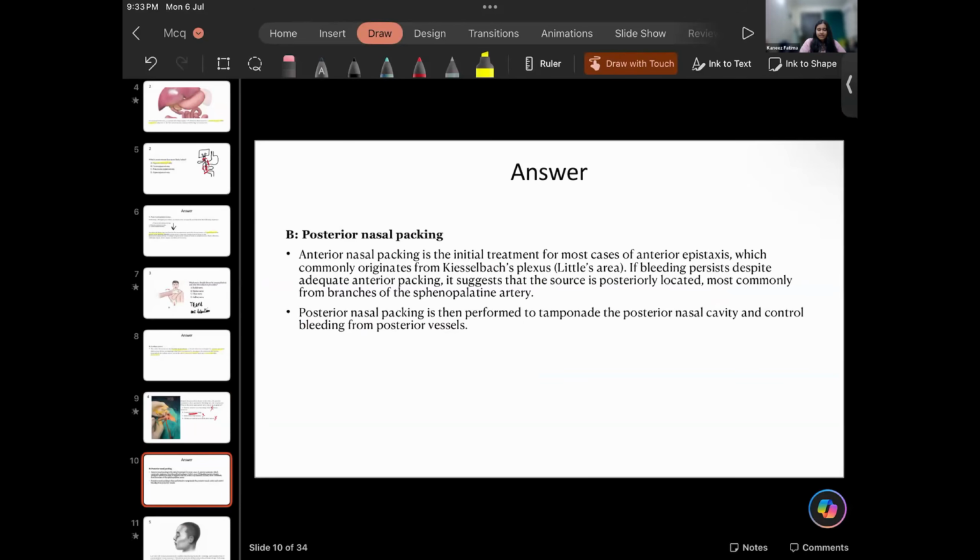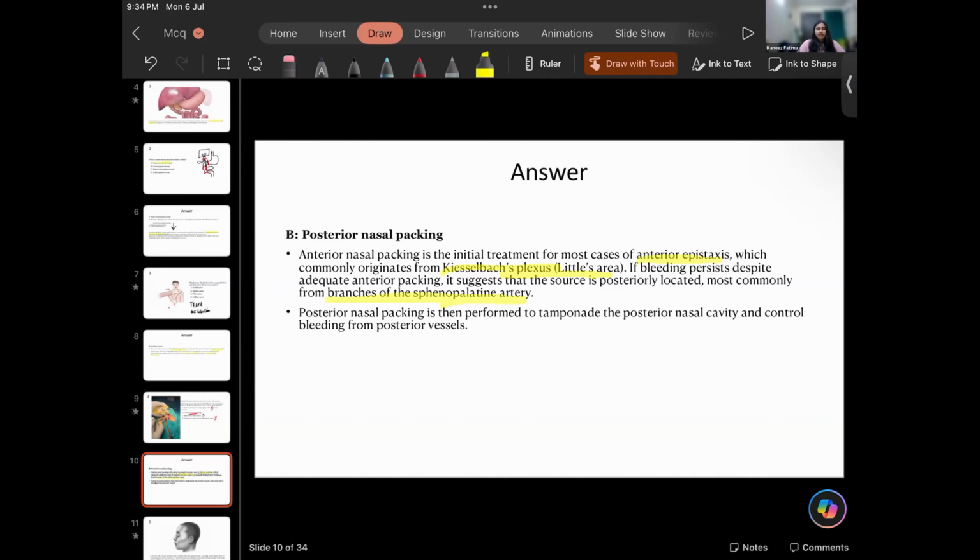The posterior nasal packing is the correct answer. We have arrived at the correct answer. The anterior nasal packing is the initial treatment for most cases of anterior epistaxis, which commonly originates from the Kisselbach plexus, also known as Little's area. If the bleeding persists despite adequate anterior packing, it suggests the source is posteriorly located, the most common being the branches of the sphenopalatine artery.